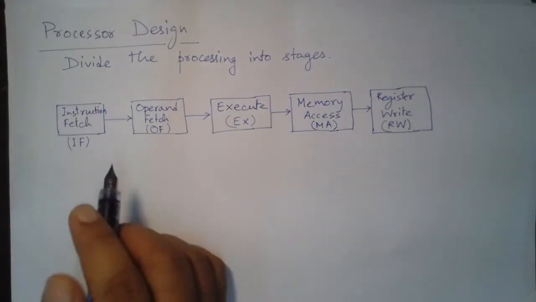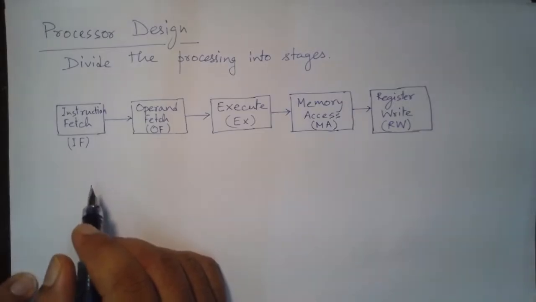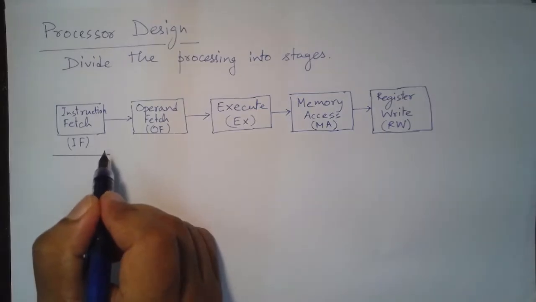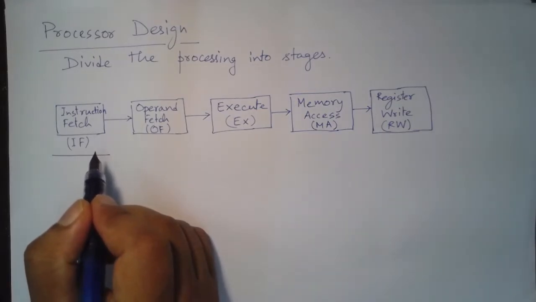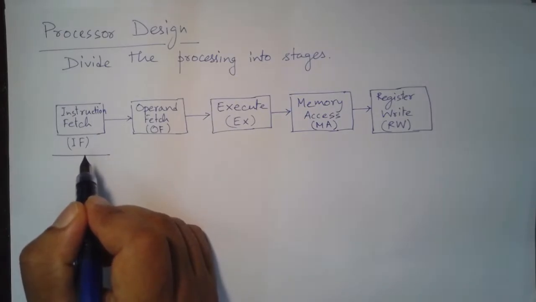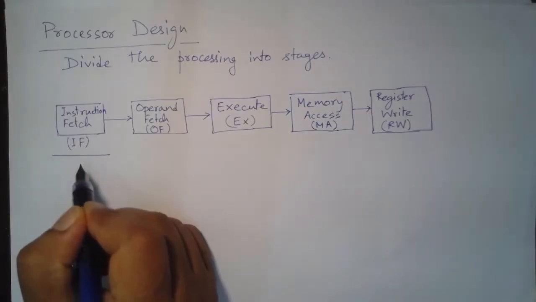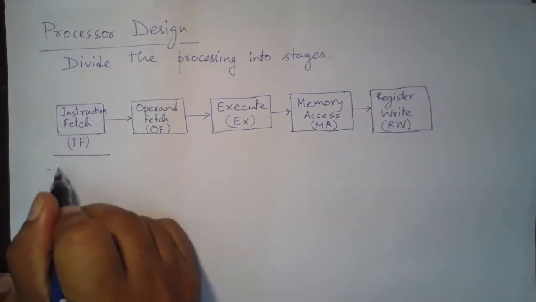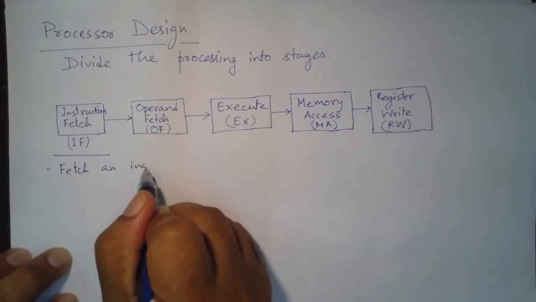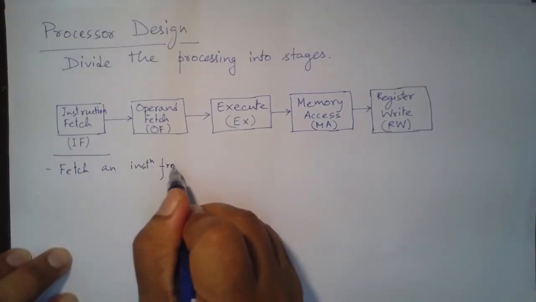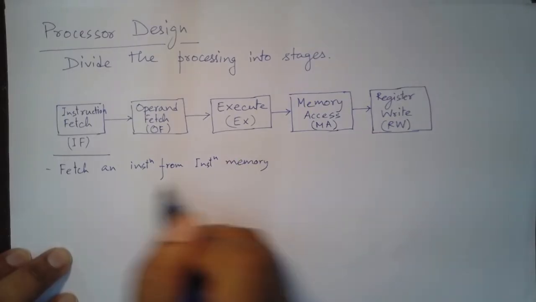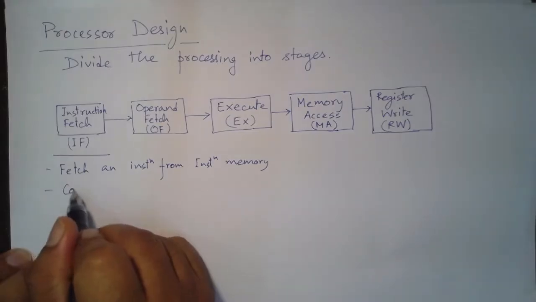Okay, so to start with, what do we do in instruction fetch? In the instruction fetch stage, we do primarily 2 things. We fetch the instruction from the instruction memory, and we also compute the address of the next instruction. So in the instruction fetch stage, we do these 2 things: basically fetch the instruction from instruction memory, and compute the address for the next instruction.